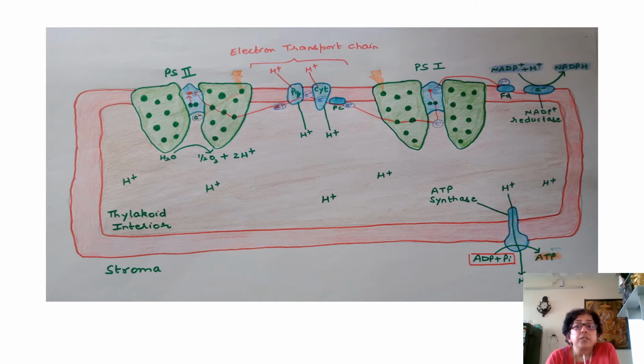In this diagram, we can clearly see that two important molecules called NADPH and ATP are produced as a result of the light reactions. These two molecules are further used in the dark reaction or Calvin cycle of photosynthesis.